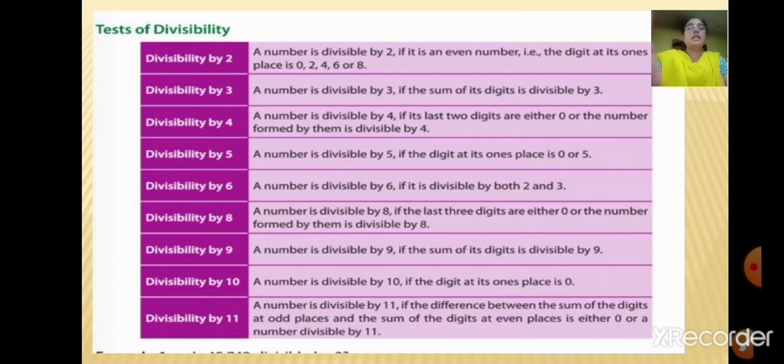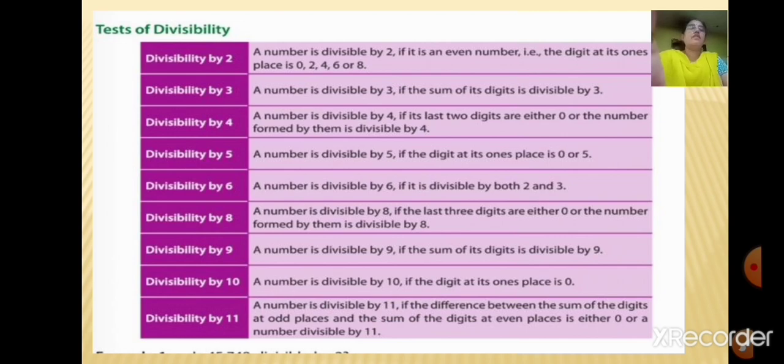Now to check the divisibility by 8, if the last three digits are either 0 or the number formed by them, that is the last three digits, is divisible by 8. A number is divisible by 9 if the sum of its digits is divisible by 9. And for a number to be divisible by 10, the digit at the ones place should be 0.